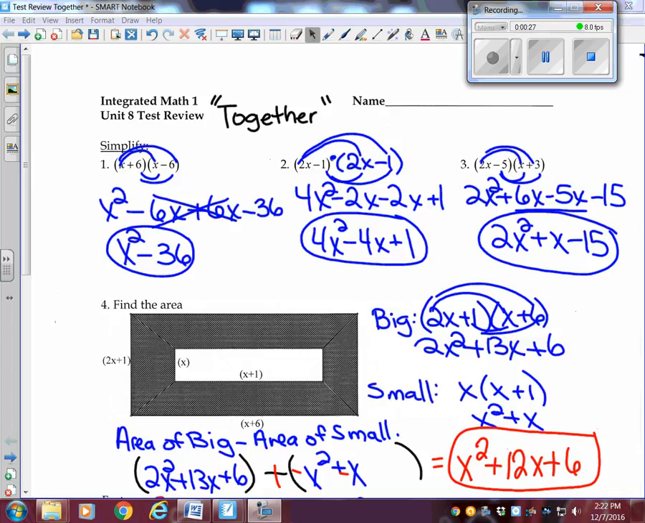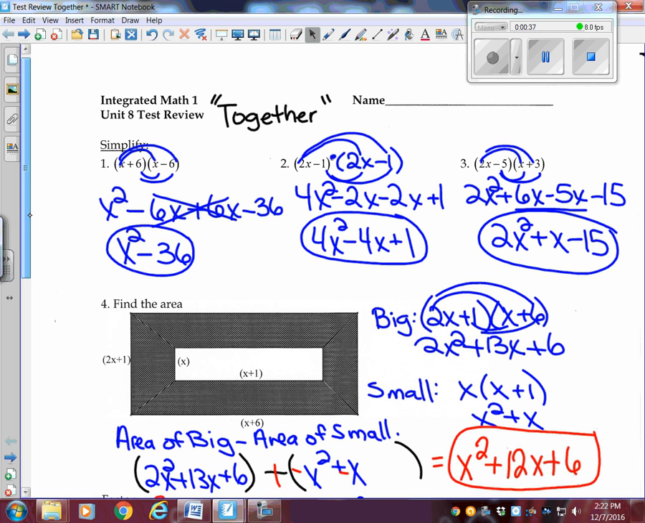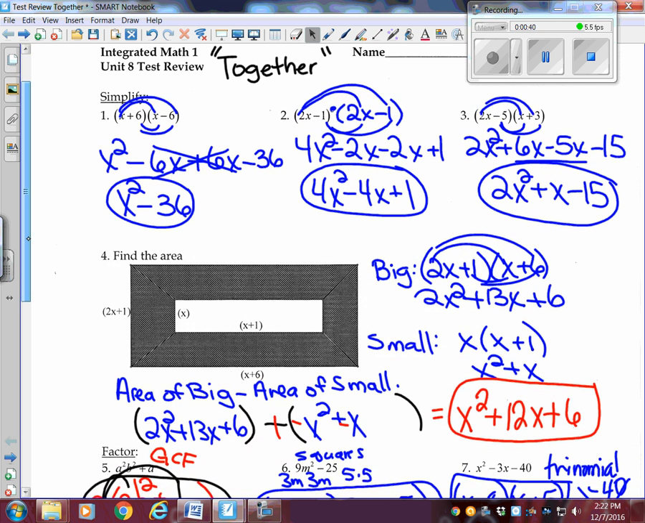Then we'll do the part of the test review that you were supposed to do on your own, and I will actually work out the problems. All right. These are the solutions to the together part of the test review. I quietly worked these in class.